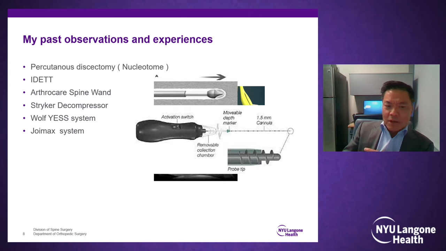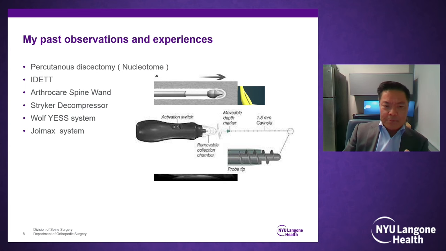Then came the Stryker decompressor, again percutaneous, not open, not visualizing, inserting this probe, a rotating auger basically, into the center of the disc space and sucking at the nucleus with very variable success. You were taking a chance that you would, by chance, fish out the fragment, but because you're not visualizing the herniated disc, it often led to incomplete decompression and poor outcomes.